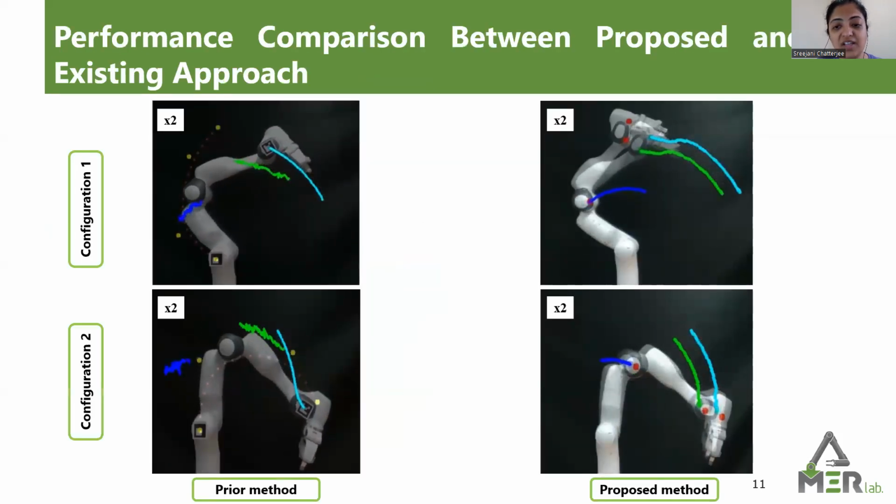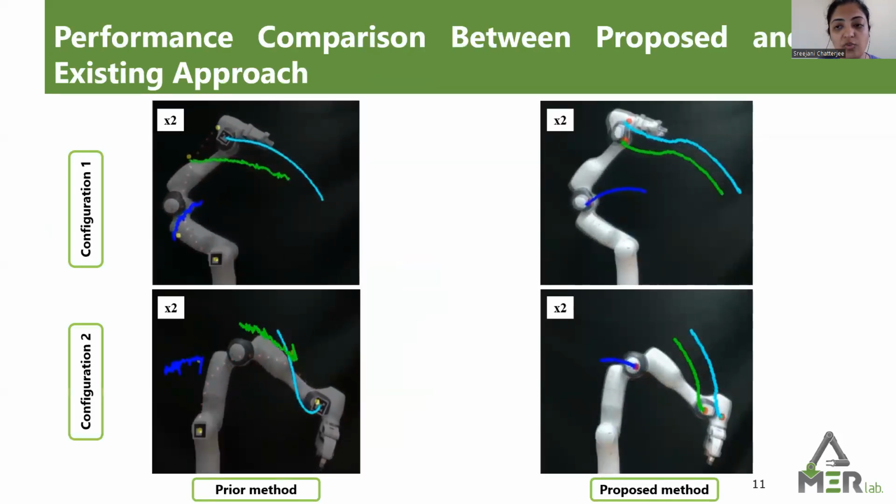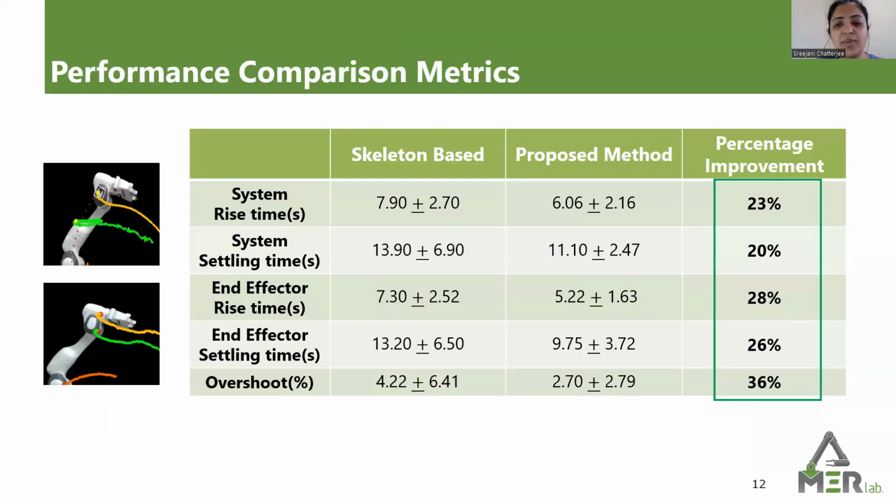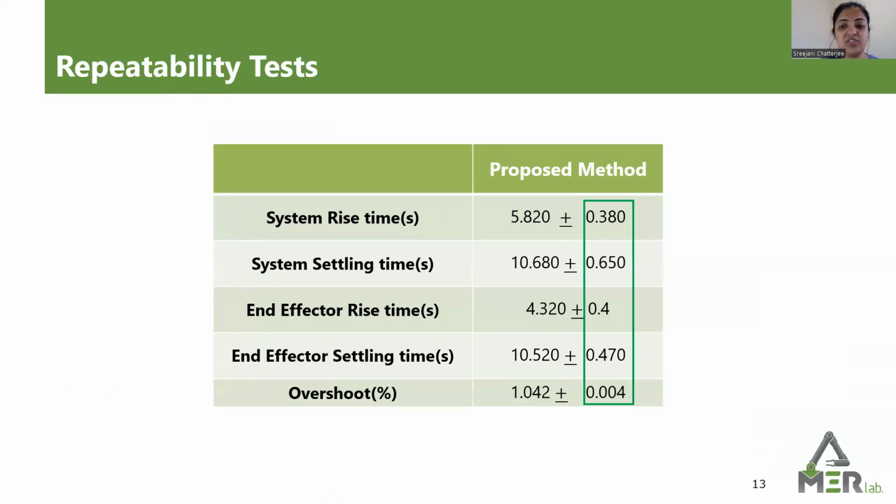Our method results in faster convergence due to less noisy and more robust features. We measured rise time, settling time, and overshoot as our performance metrics for both proposed and existing methods and observed a minimum of 20% improvement in all the categories in our proposed method. To assess the repeatability of our proposed method, we repeated 5 experiments for the same initial and reference configuration. The measured variance is negligible.